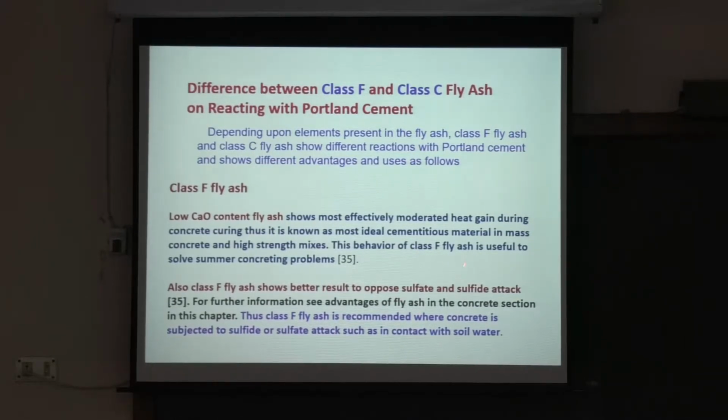This behavior of class F fly ash is useful to solve the summer concreting problem, because in summer the temperature is very high, so reactivity may become very much. So those things are quite important.